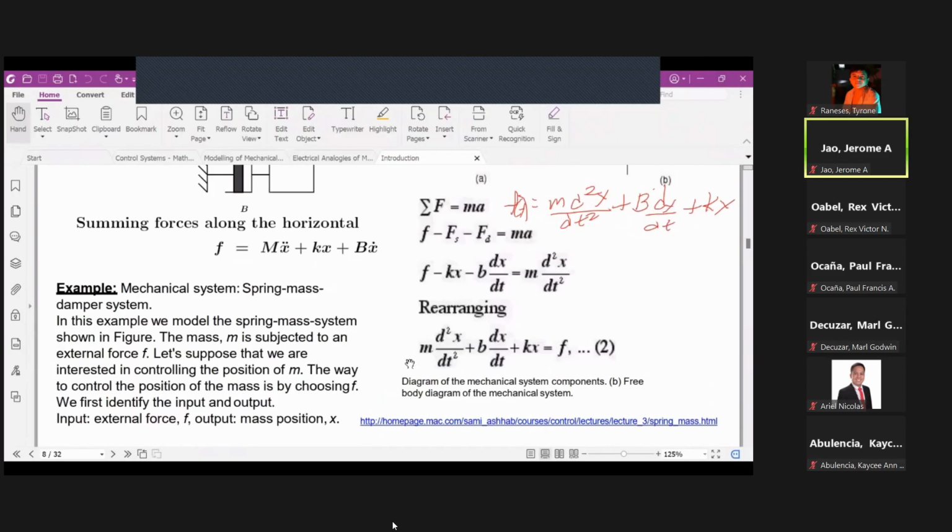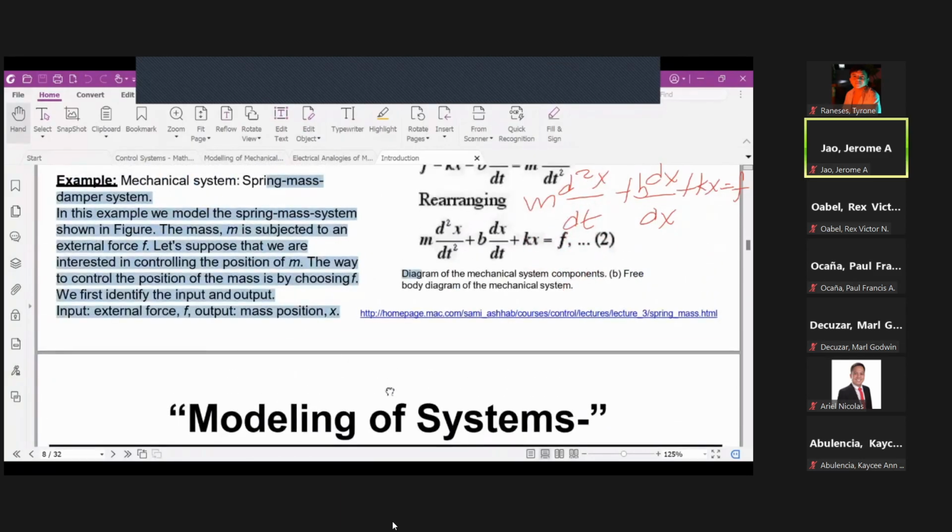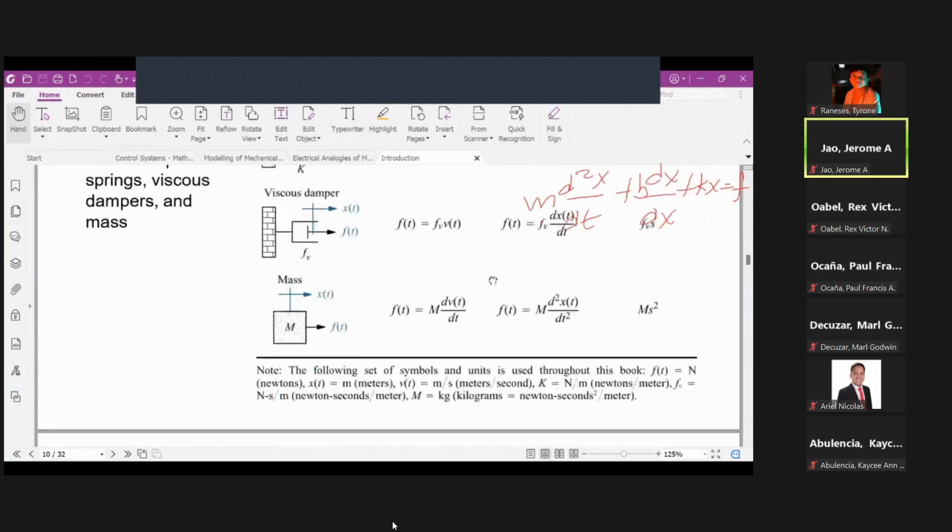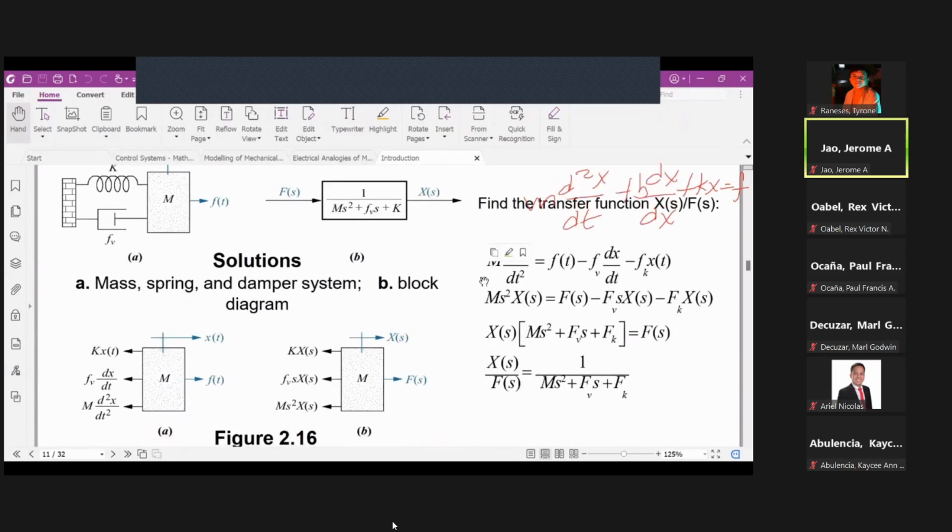Here it is: m d squared x all over dt squared plus small b, dx over dt, plus k of x is equivalent to f. Right? So that's it. This is the same as before, only the arrangement is different in this example. But basically, this is the same one, the first equation. That's the same.